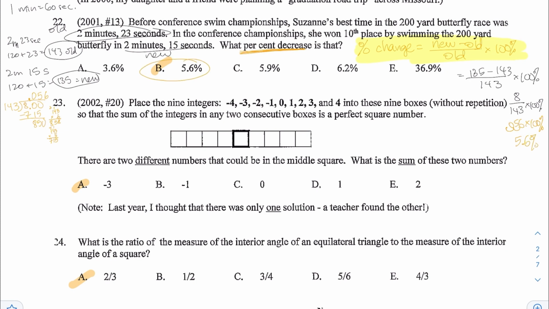In reality, it's going to be like 5.59 something, but we can just round to 5.6. So again, here we have to use the percent change formula, which is new minus old divided by old times 100%.